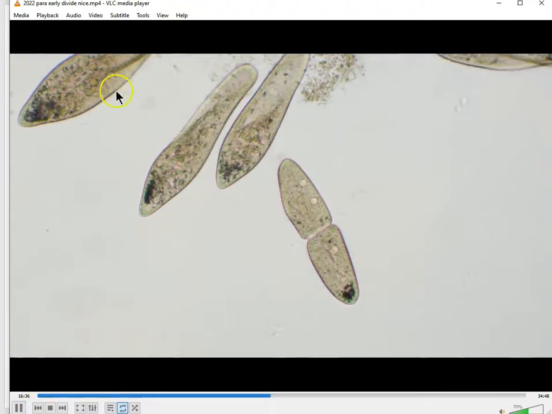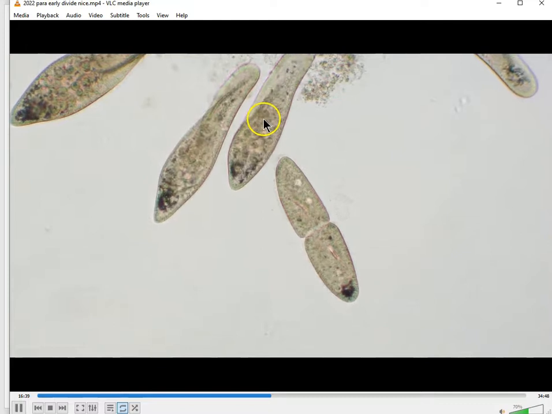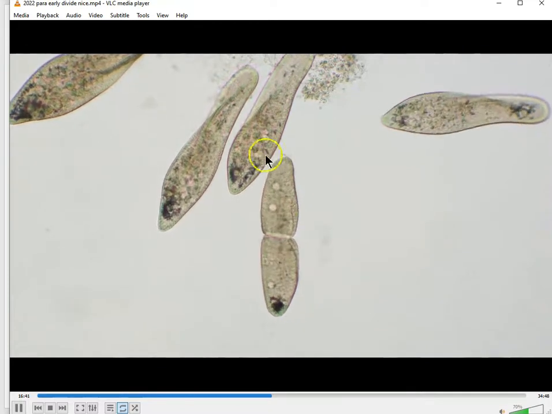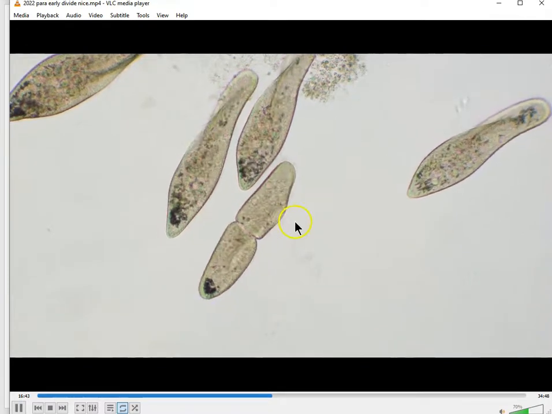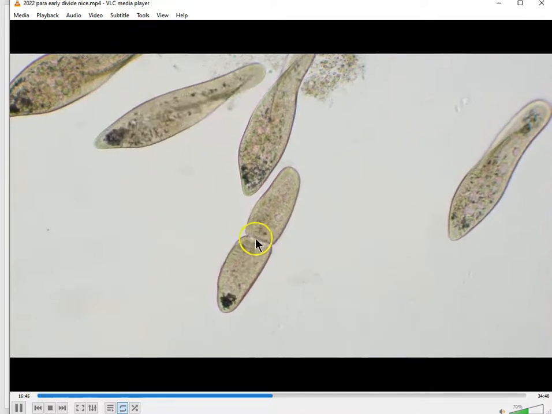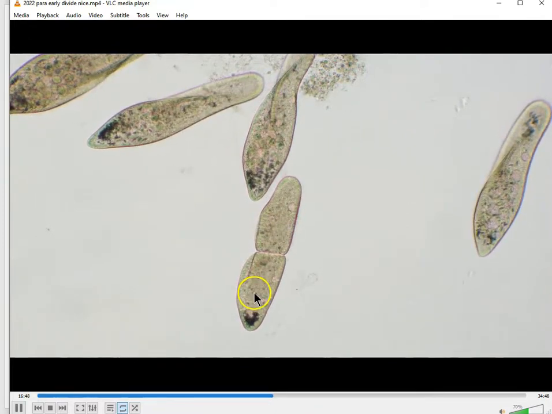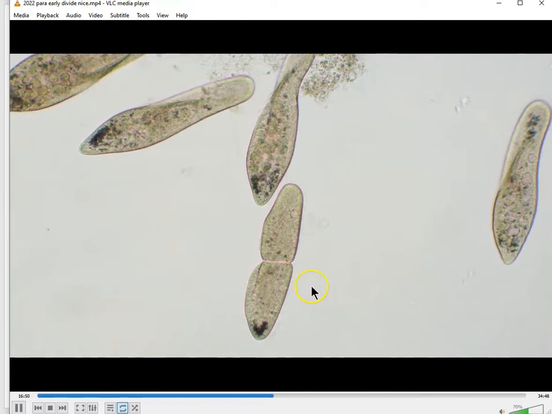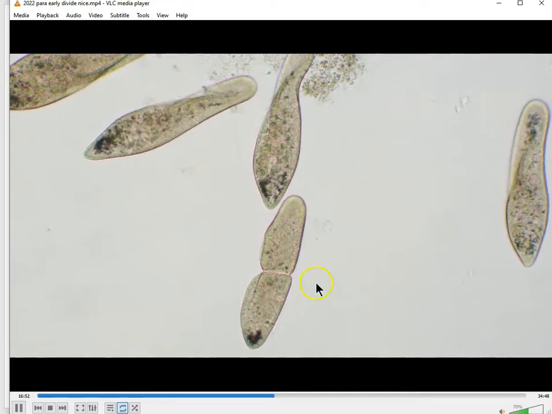So here we're going to play this film. We've got some Paramecia up here in the top of the screen. And this one here is in the process of reproducing. So the parent cell is going to split into two daughter cells. This is how single-celled organisms reproduce, just by cell division.